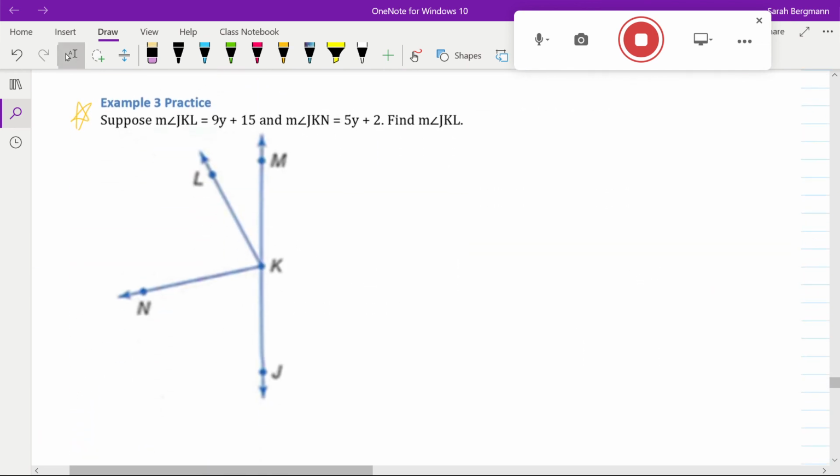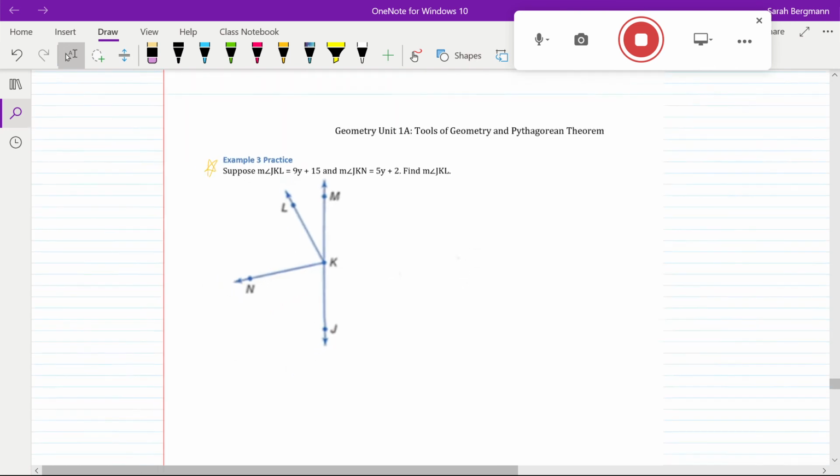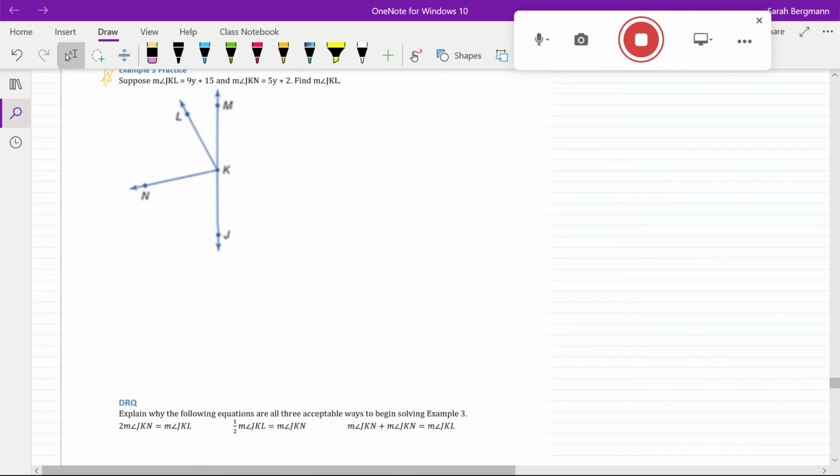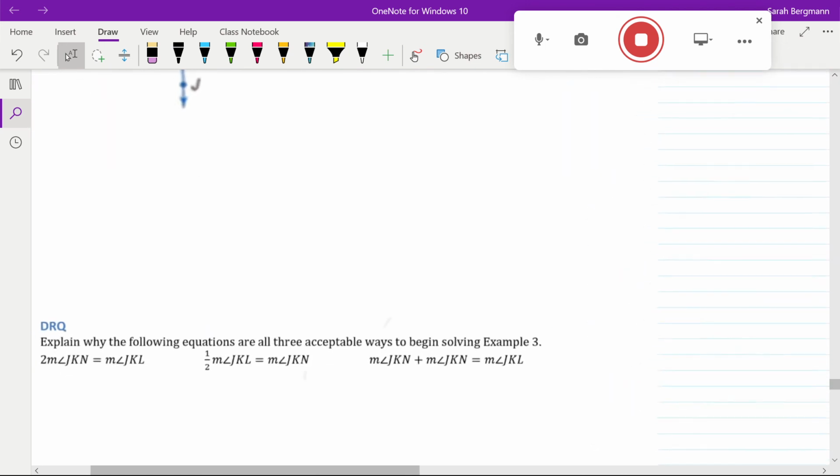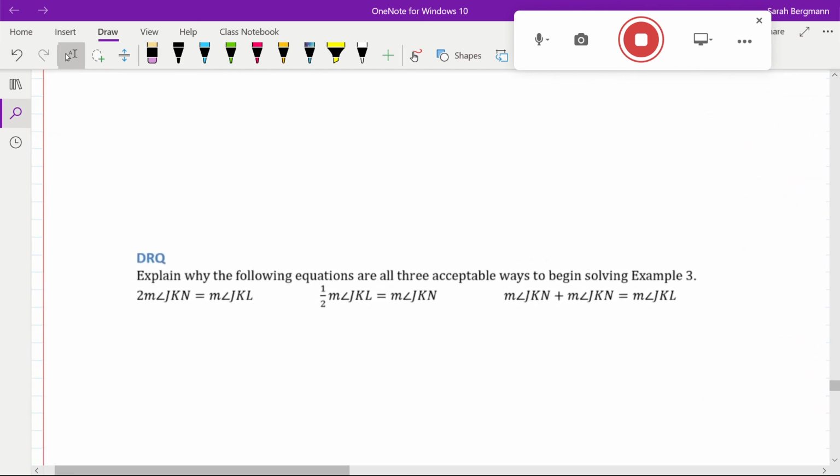Alright, this practice problem is what I would like you to complete on your own. This one is a tiny bit different, but I think you can do it. Finally, reflect on this question. Explain why these equations are all three acceptable ways to begin solving example 3. That's all I have.